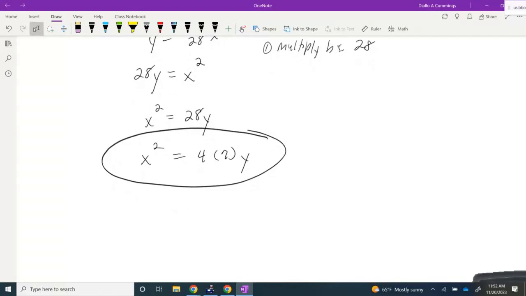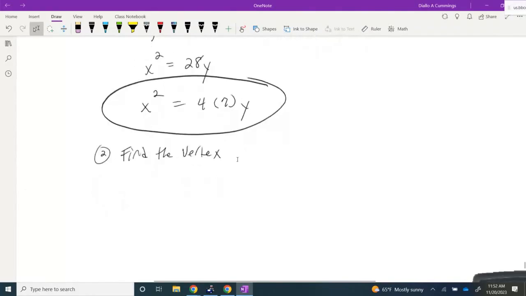All right, so any questions about that? All right, second, what's the vertex? Well, since it's x squared is equal to 4 times 7 times y, I don't have a constant attached to x or y. So this parabola is centered at the origin. So its vertex, and remember the vertex is where that parabola bends, has the coordinate 0, 0.